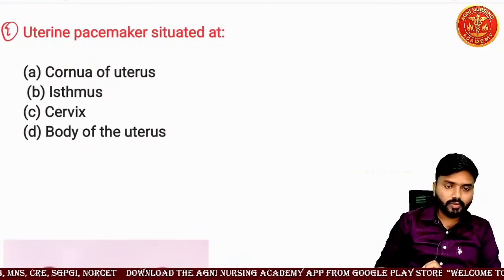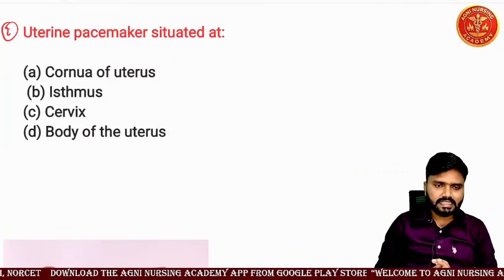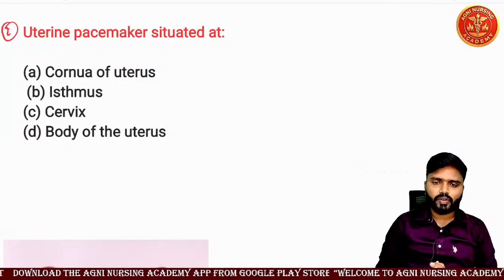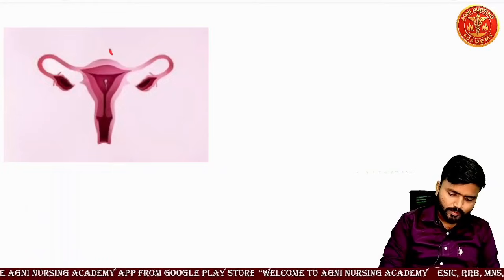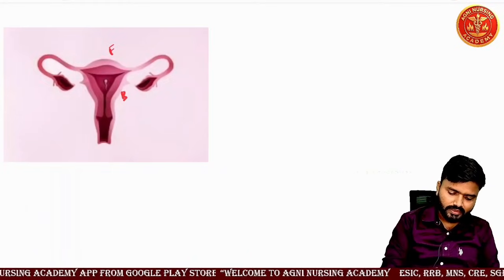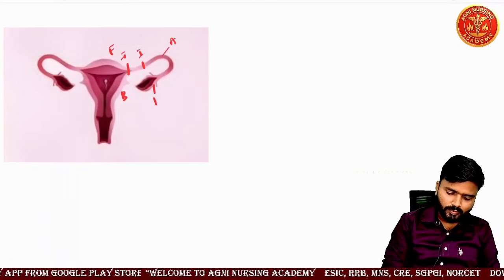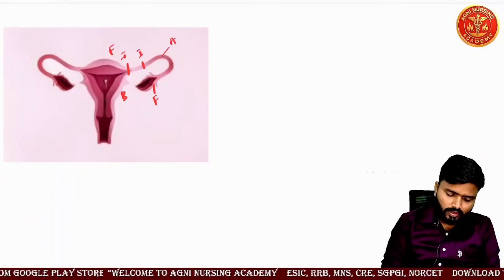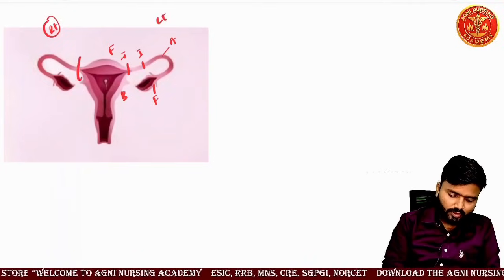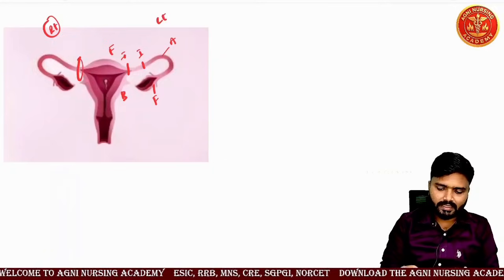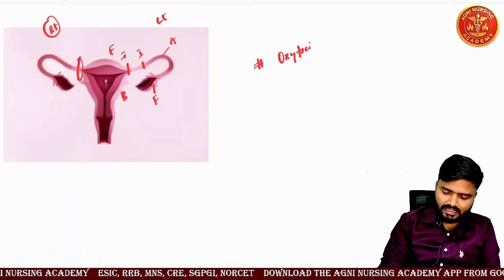First of all, we will see the options. Option A is the cornua of the uterus, option B is the isthmus, option C is the cervix, and option D is the body of the uterus. So I will show you the image of the uterus here. This is the fundus of the uterus, and this is the body of the uterus, and this is the interstitium, isthmus and ampulla. Understood? These are all the fimbriae. So this is the right side of the uterus and this is the left side. At the junction of the interstitium of the right side, the oxytocin receptors are more.